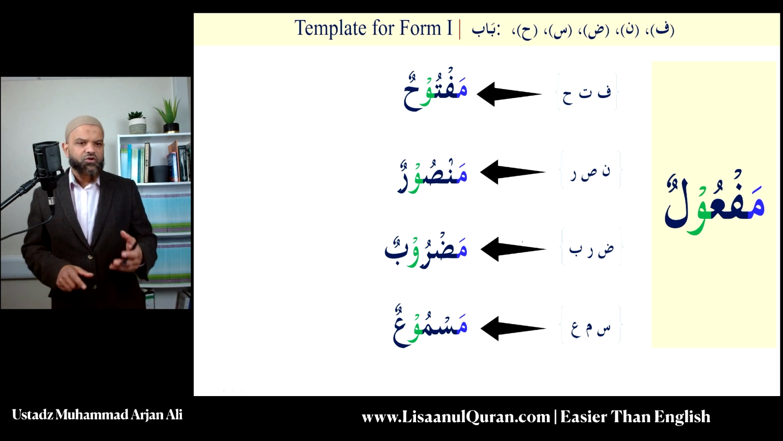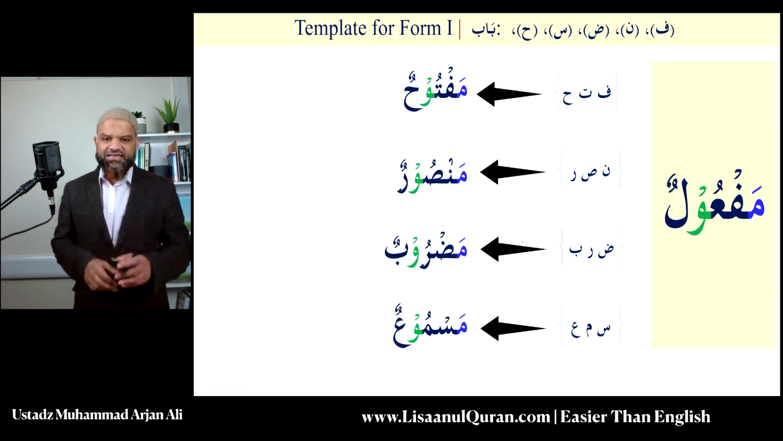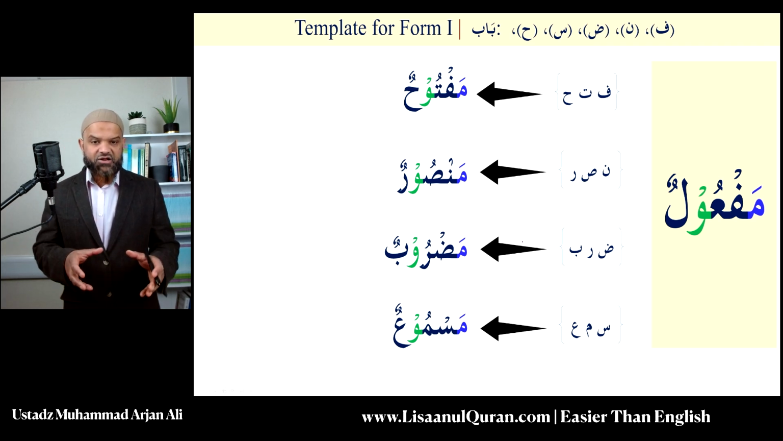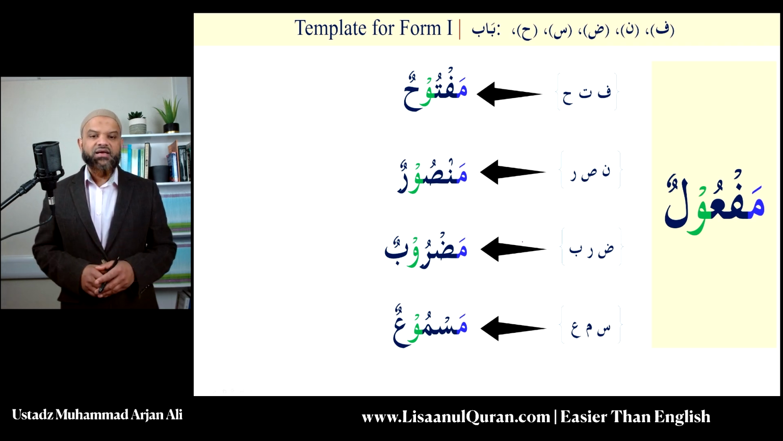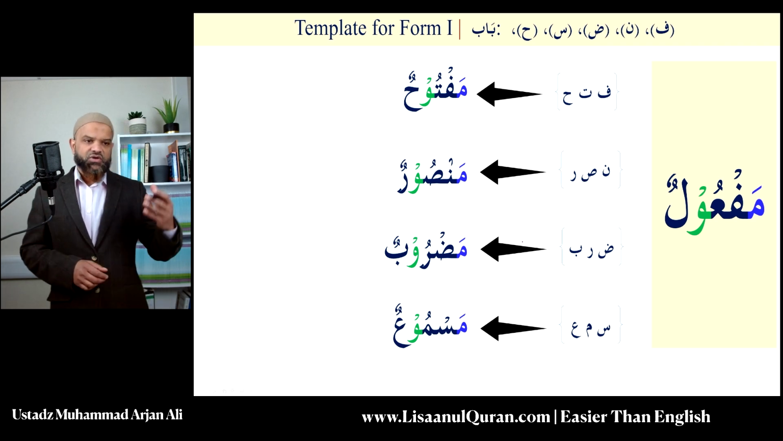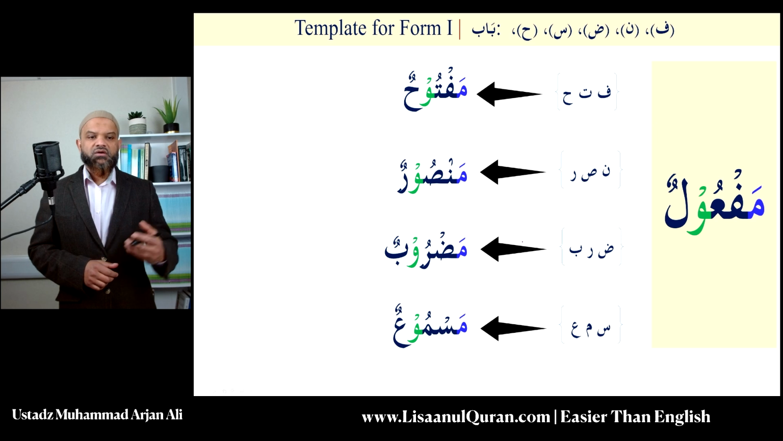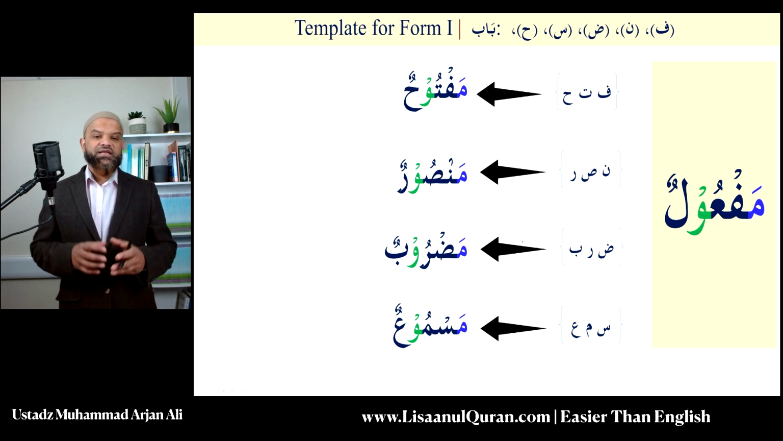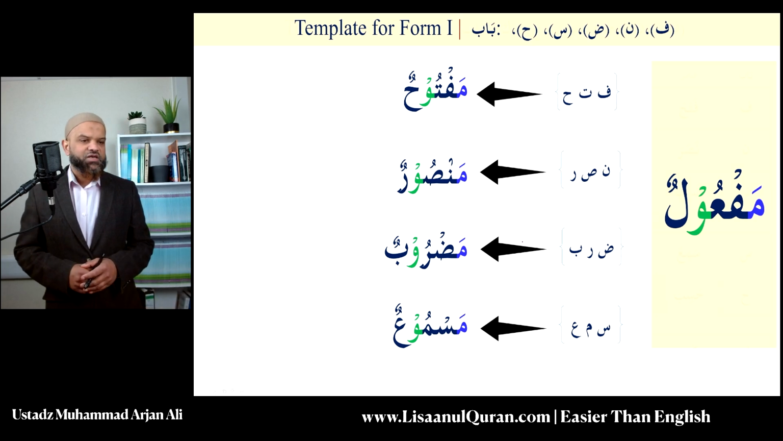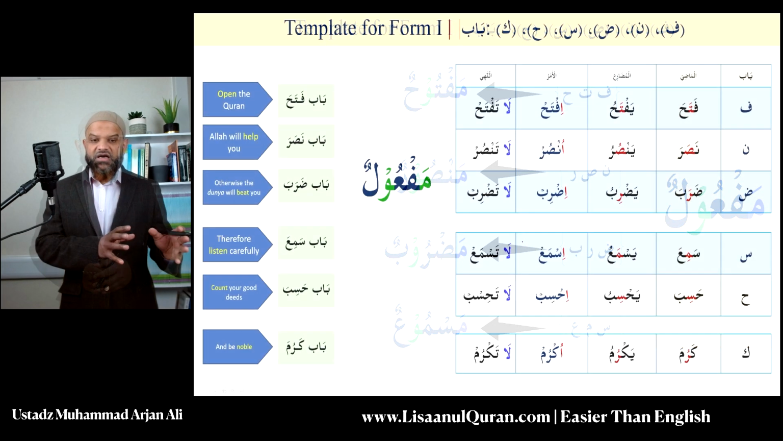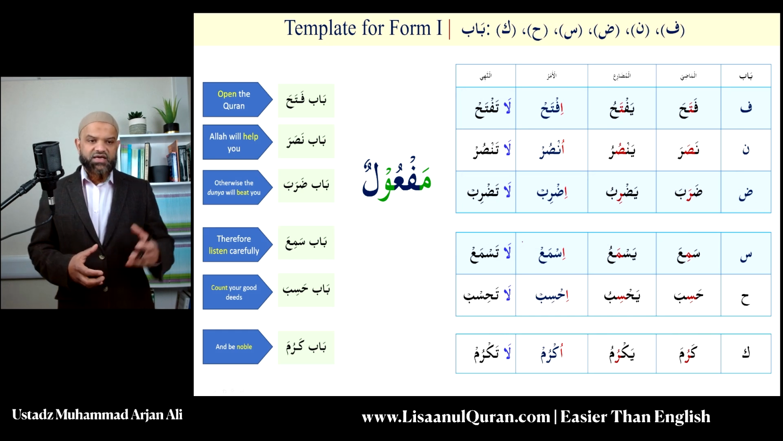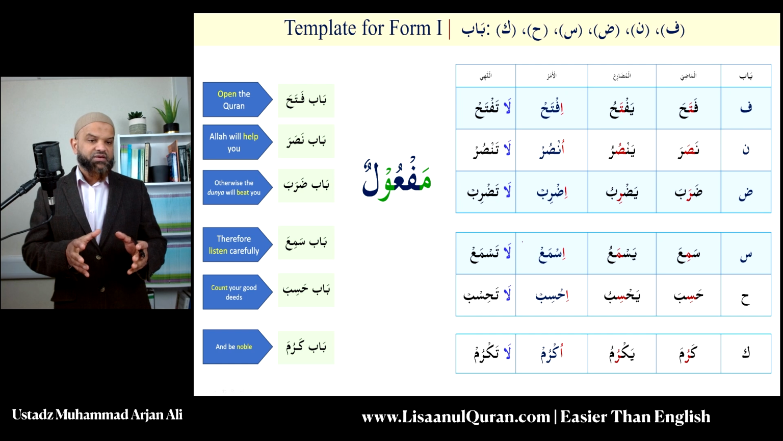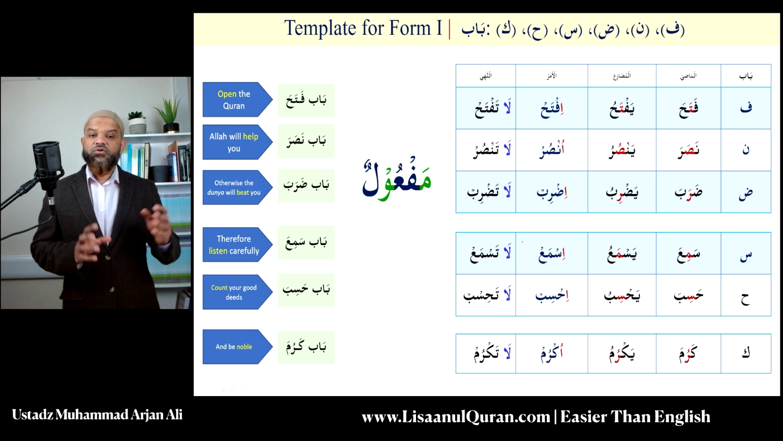So you can see they're all following the maf'ulun pattern, and that's how you get the passive participle in Arabic for the thulathi mujarrad form 1, i.e. 3 root letters only, no addition. So again, let's go through them. Maftuhun, mansurun, madrubun, masmu'un. And again, you can see many words which form this pattern. You know that that is the passive participle, and therefore you can translate it correctly. So for all of these babs, the pattern is maf'ulun. Again, we've done some examples already, just to remember that this is very easy. Maf'ulun, all you do is change the fa, ayn and the lam for the 3 root letters.